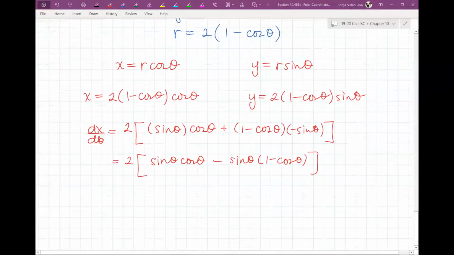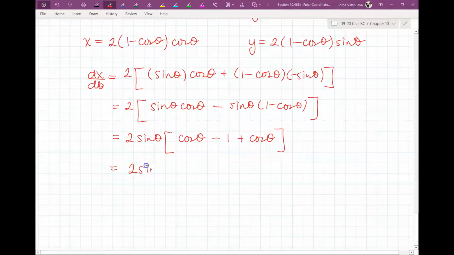So let's keep trying our best to do what we can to solve for this. So I noticed they both have signs there. So 2 sine theta on the outside, cosine theta minus 1 plus cosine theta.